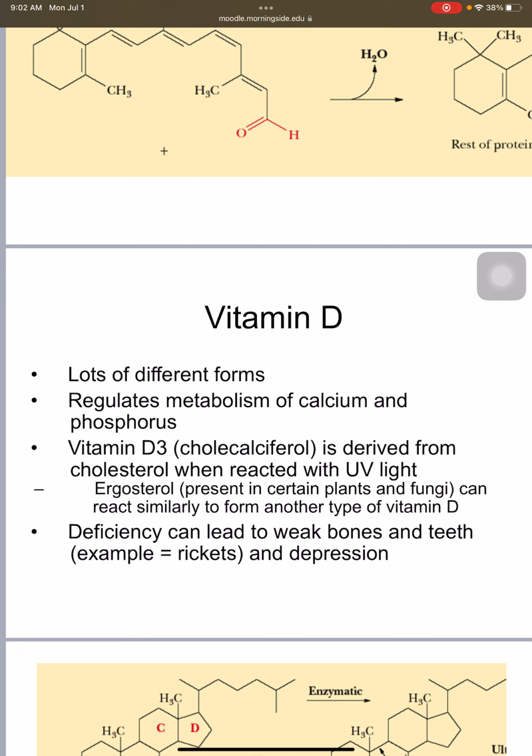If you have deficiencies of vitamin D3, there's certain conditions that you're more prone to. Several of these conditions relate to the bones, right? Because calcium metabolism is important to bone strength, bone structure, and function. So if you have a deficiency of vitamin D3, you can get a condition called rickets.